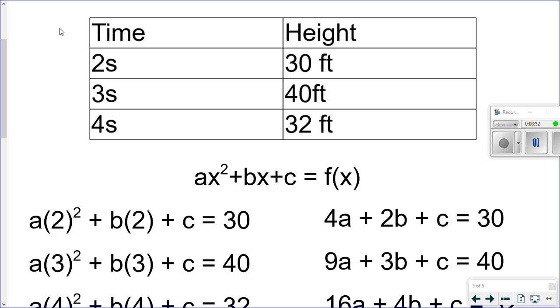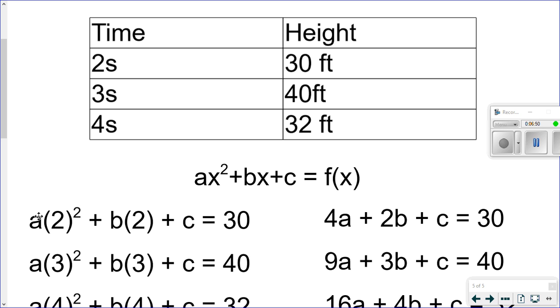So what I do is I take the points I'm given. For instance, when x is 2, so after 2 seconds has passed, the height is 30 feet. So when x is 2, y is 30. So I plug 2 in for my x. So I have a times 2 squared plus b times 2 plus c equals 30. And I do that for all of my x values. I need to do it for 3 separate ordered pairs.